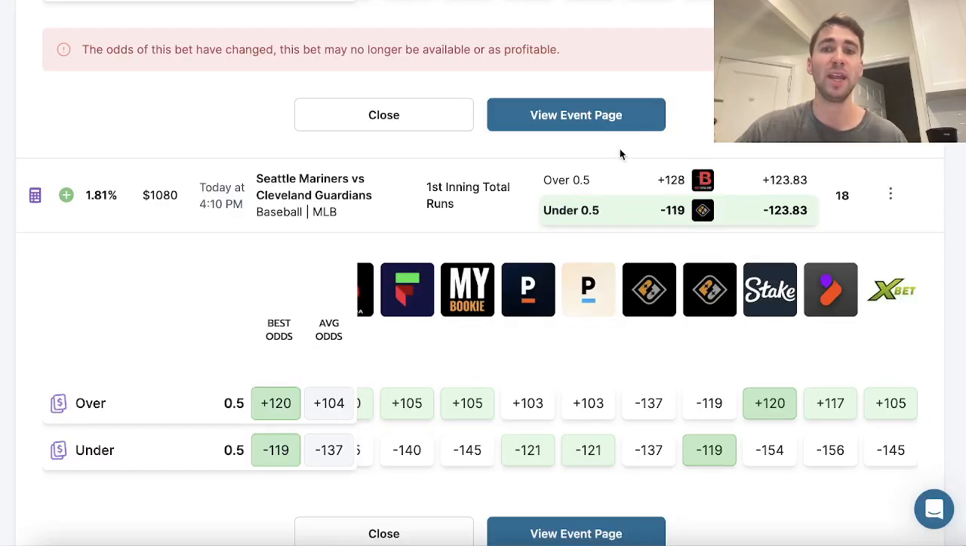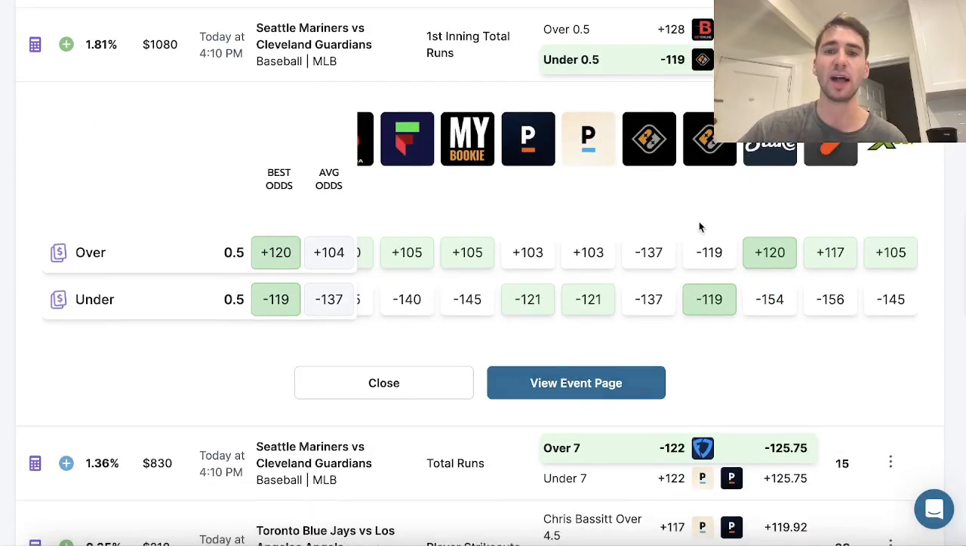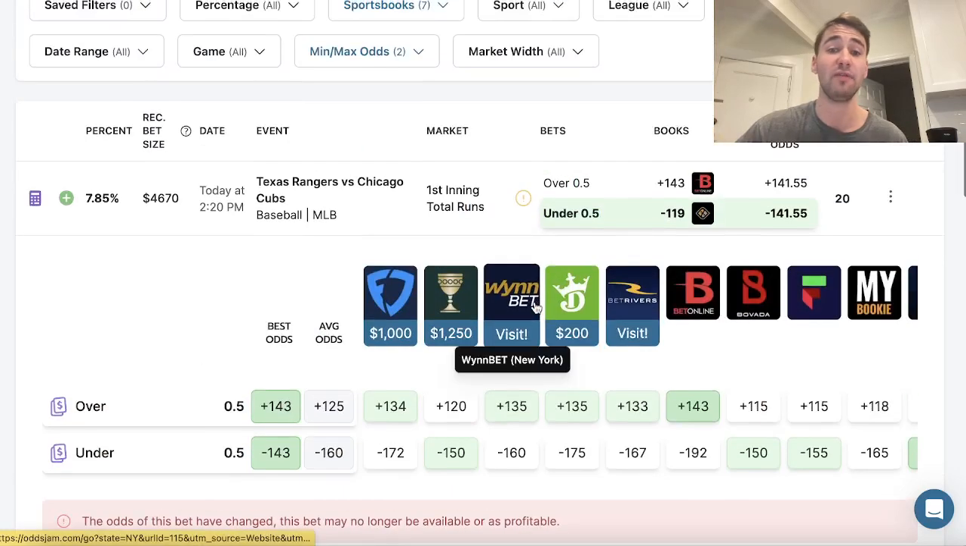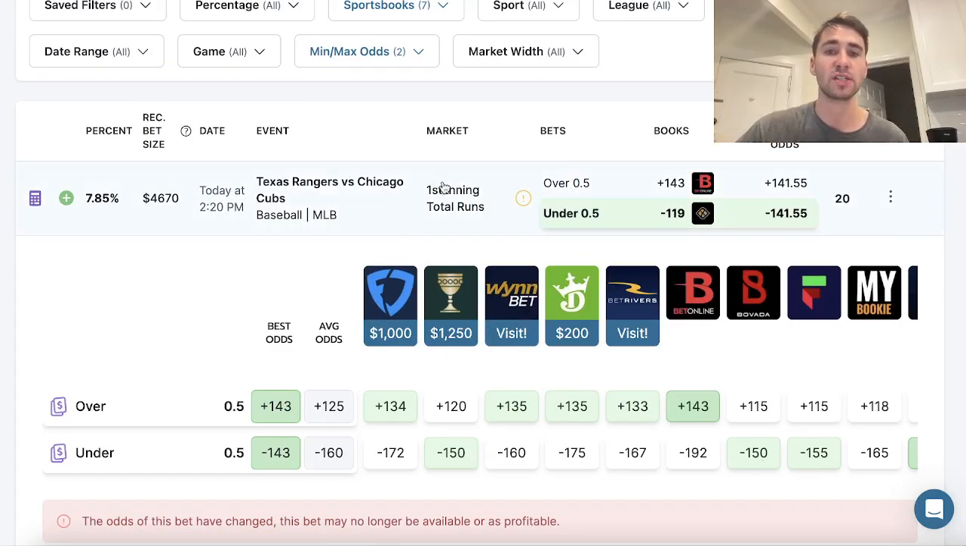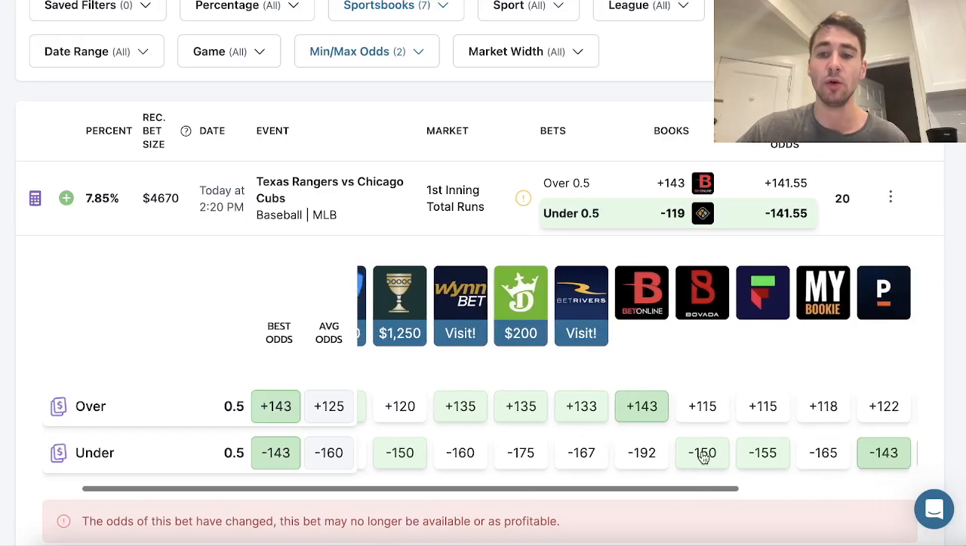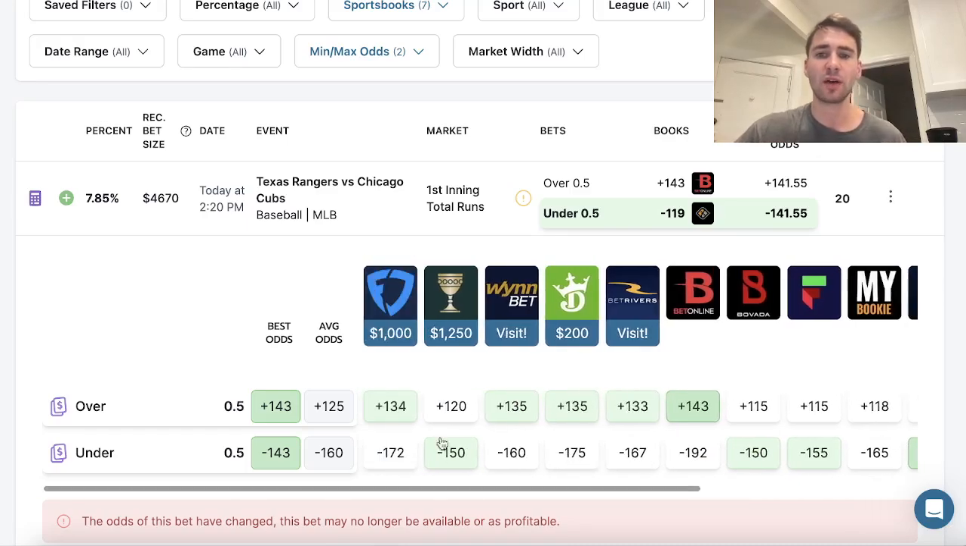So the strategy for beating PrizePicks is you want to find spots where sportsbooks have one side heavily favored. If you look in the Rangers-Cubs game, first inning total runs, Texas Rangers versus Chicago Cubs, every single sportsbook has the under as the heavy favorite. FanDuel has the under juiced to -172, Caesars -150, WinBet -160, BetOnline, a very sharp sportsbook, -192, Pinnacle -143. So sportsbooks have this around -165, -170.